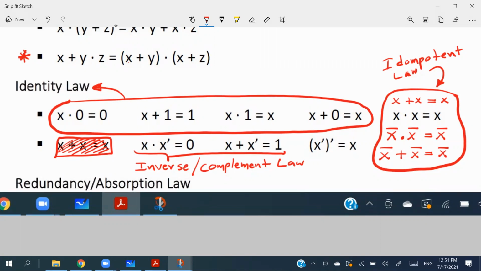Okay. So x dot x bar is 0, x plus x bar is 1. I think you can remember these things. We use these things when we are discussing the universal gates. When we discuss how the output of universal gates comes about, we discuss these inverse or complement laws. So the final one, this double bar, is called the double complement law or the double inverse law. It is a law. Double complement law.